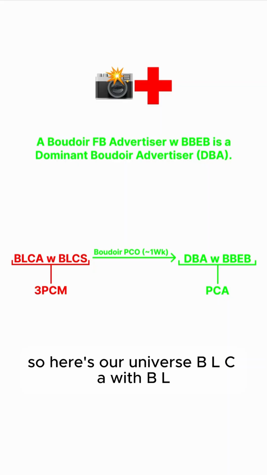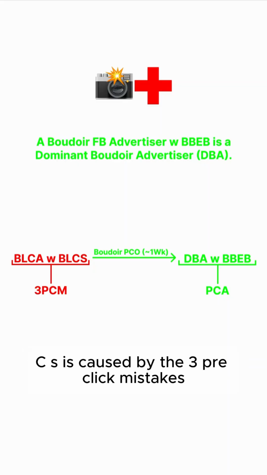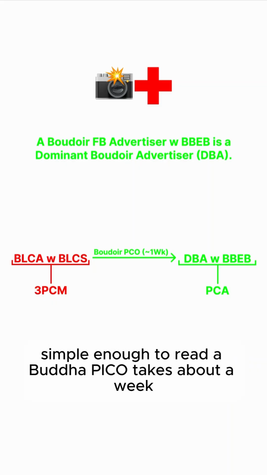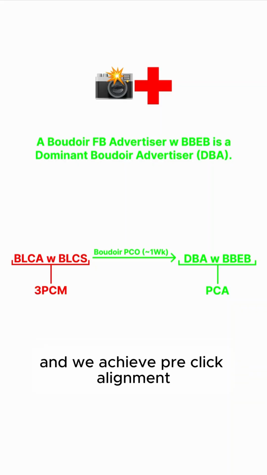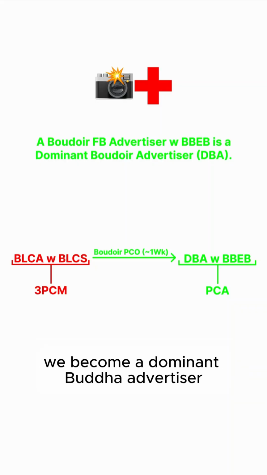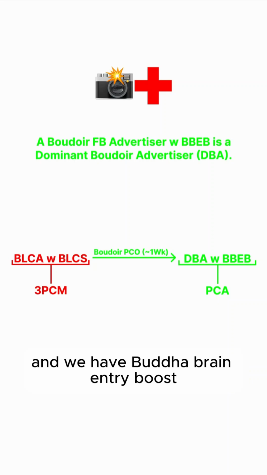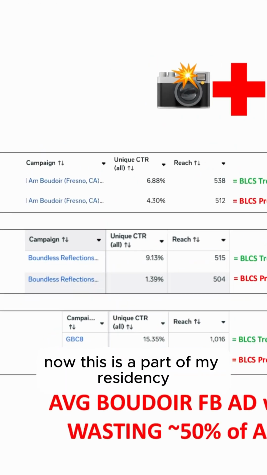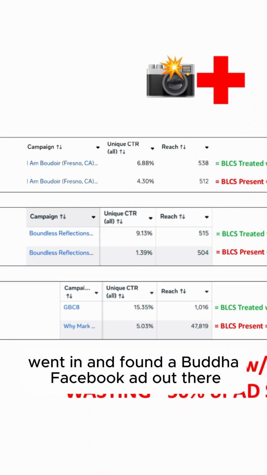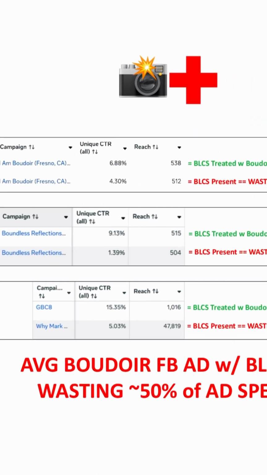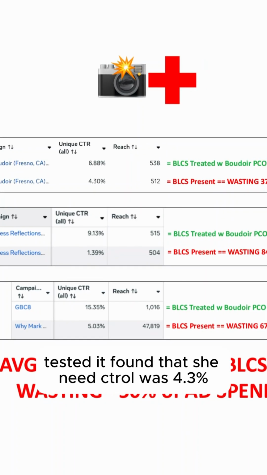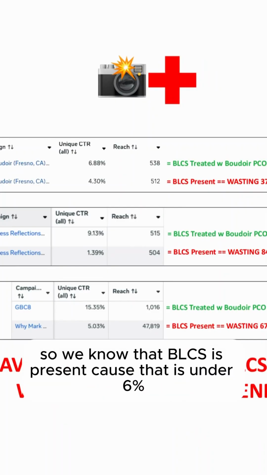So here's our universe. BLCA with BLCS is caused by the 3 pre-click mistakes. Simple enough, treated with Boudoir Pico takes about a week, and we achieve pre-click alignment. We become a dominant Boudoir advertiser, and we have Boudoir Brain Entry Boost with our Boudoir Facebook ads. Now, this was part of my residency. First part, I went in and found a Boudoir Facebook ad out there flying around, brought it back to the hospital, tested it, found its unique CTR was 4.3%. All right, so we know that BLCS is present because that is under 6%.